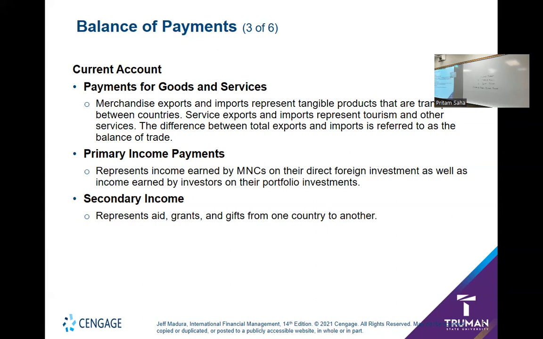COVID is the only natural disaster where no country helped each other. But other than that, if you Google any natural disaster, there will be some countries helping the affected countries.